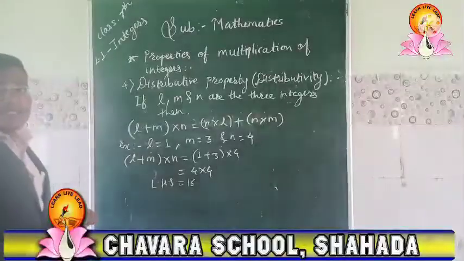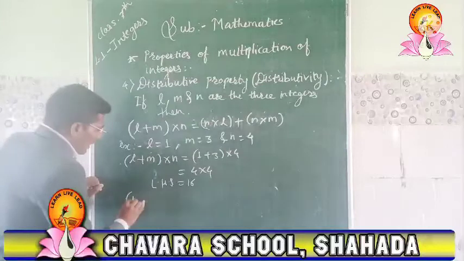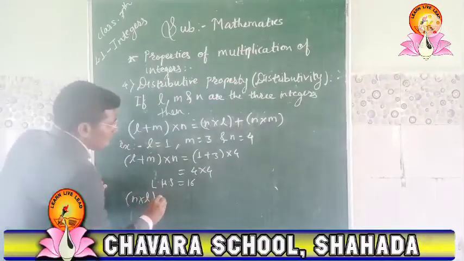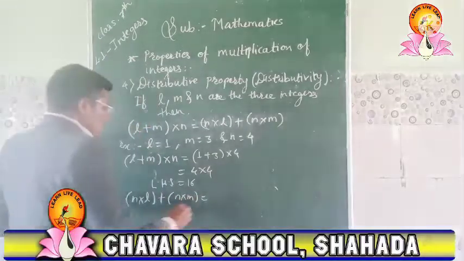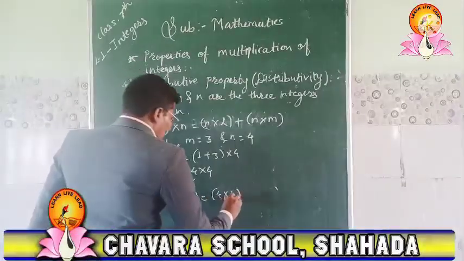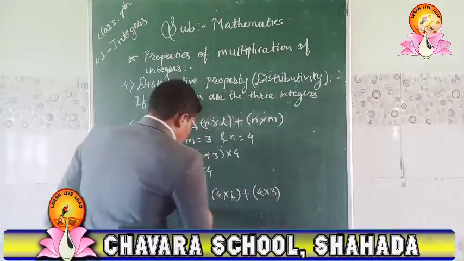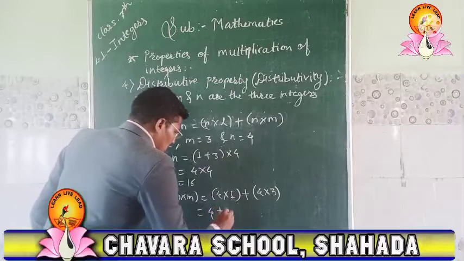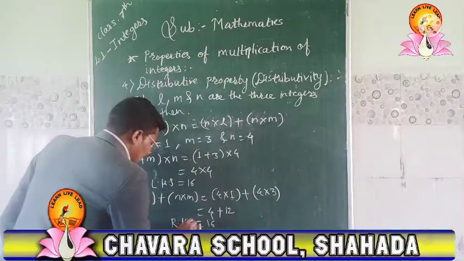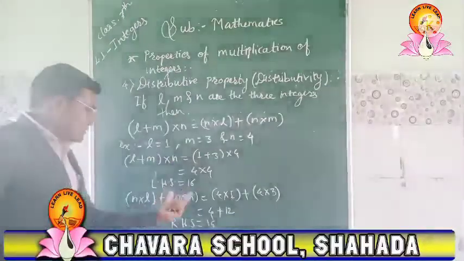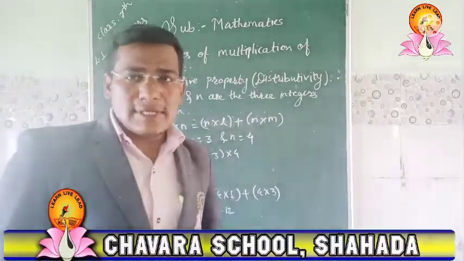Now we will see the RHS of this equation. So the RHS of this equation is what? N multiplied by L plus N multiplied by N. Putting the values as 4 multiplied by 1 plus 4 multiplied by 3. So 4 1s are 4 plus 4 3s are 12, and 12 plus 4 is equal to 16, which is nothing but the RHS. And we can say that the LHS is equal to the RHS, and that's why this rule is also true of the same property.